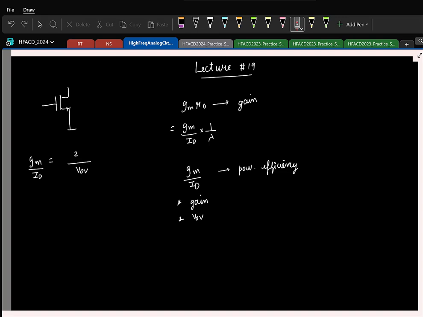You know that if VGS is greater than the threshold, the transistor is inverted. So if overdrive is small, the inversion is not so strong. If overdrive voltage is large, VGS is much greater than threshold, it is strongly inverted. So it also gives you an idea about the bias condition, right?